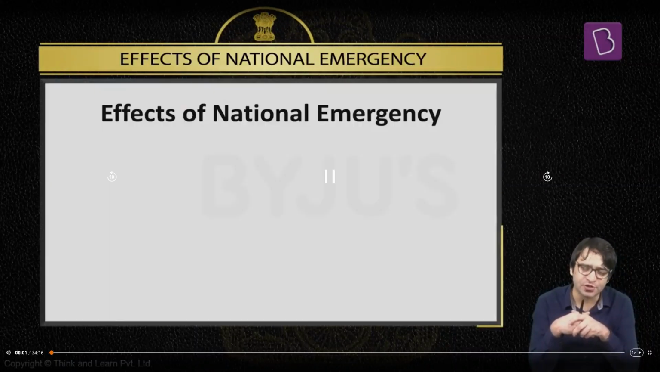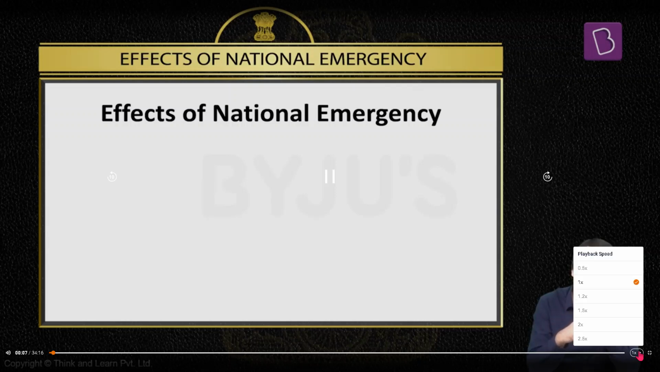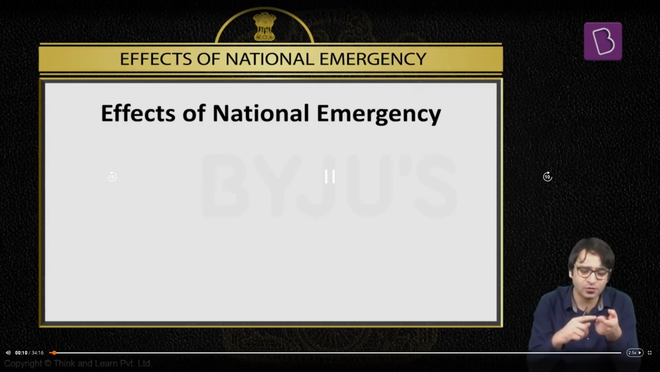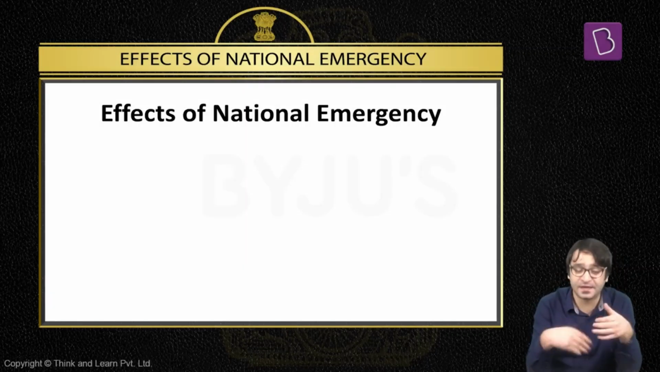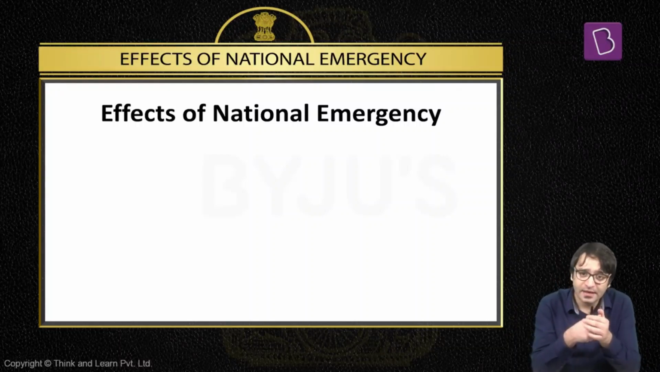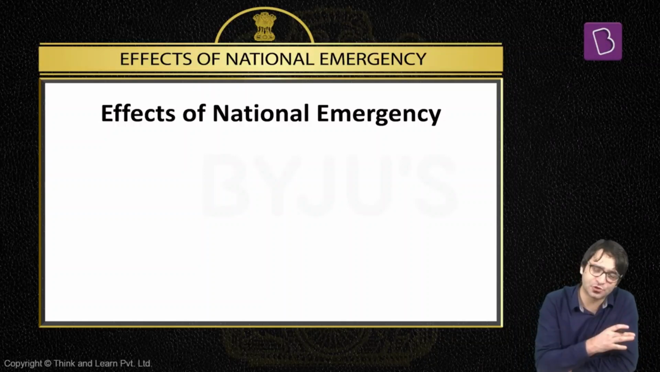Effects of national emergency. And there are effects on multiple things because of this national emergency. Effect number 1 is on the executive, the state executive. Effect number 2 is on the state legislature. Effect number 3 is on the financial relations between center and the state. Effect is also on Lok Sabha. Effect is also on the state legislative assembly. Effect is also on fundamental rights enjoyed by the citizens of this country, enjoyed by the residents of India. For that, let's look at the effects of national emergency one by one.